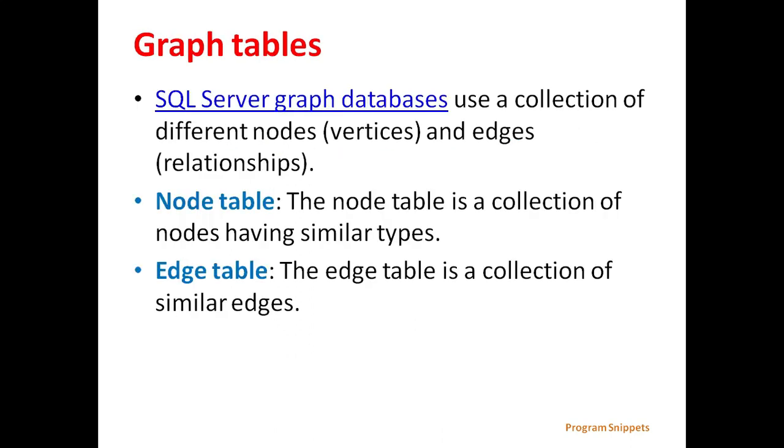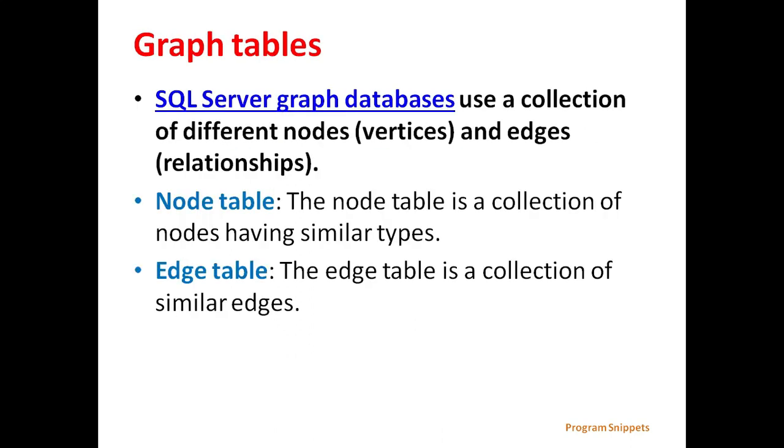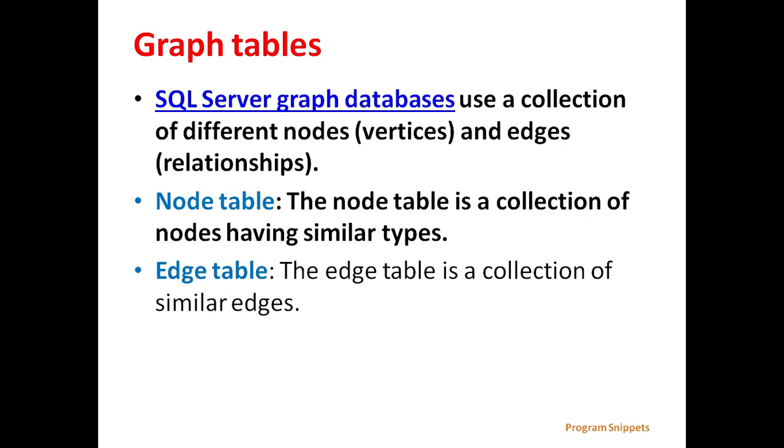Next is graph table. SQL Server graph database uses a collection of different nodes, that is vertices, and edges, that is relationships. The node table is a collection of nodes having similar types, and the edge table is a collection of similar edges.